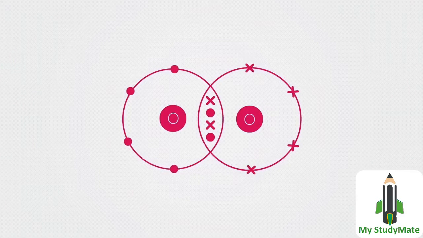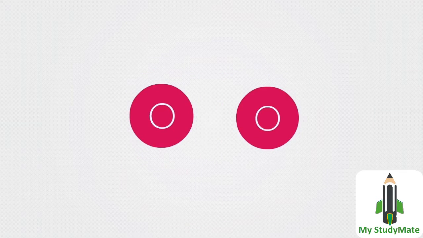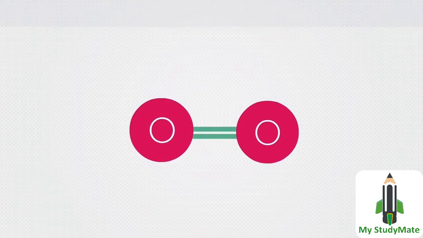Whenever you draw a dot and cross diagram, whenever possible, you should ensure that A, the electrons are equally shared, B, that they are paired. The fact there are 2 shared pairs of electrons in the middle where the shells overlap means that the oxygen molecule O2 has 2 covalent bonds connecting each oxygen atom. This is called a double bond.